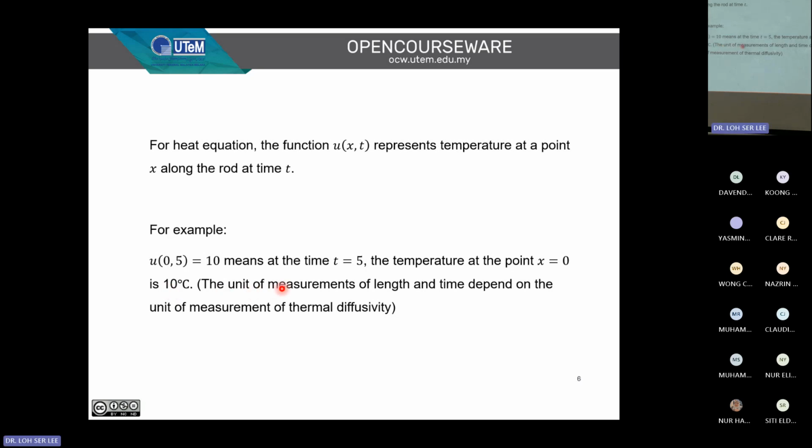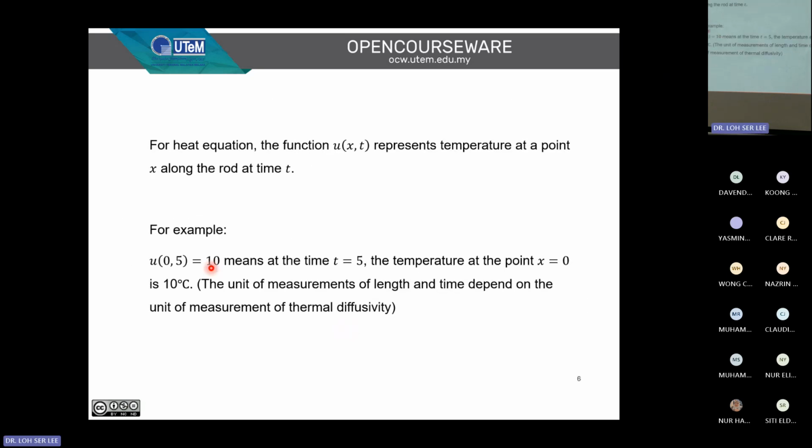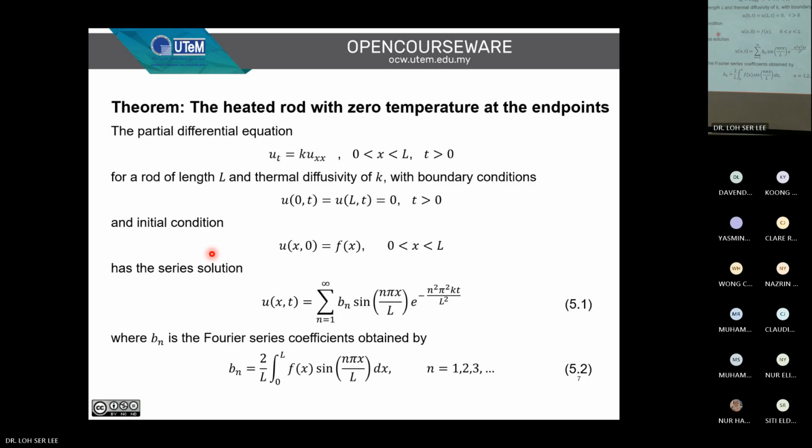The unit of measurement of length and time depends on the unit of the thermal diffusivity. So do you understand this one? The temperature of the rod at point 0 at time T equals 5 is 10. Now this is the model for the heat equation.